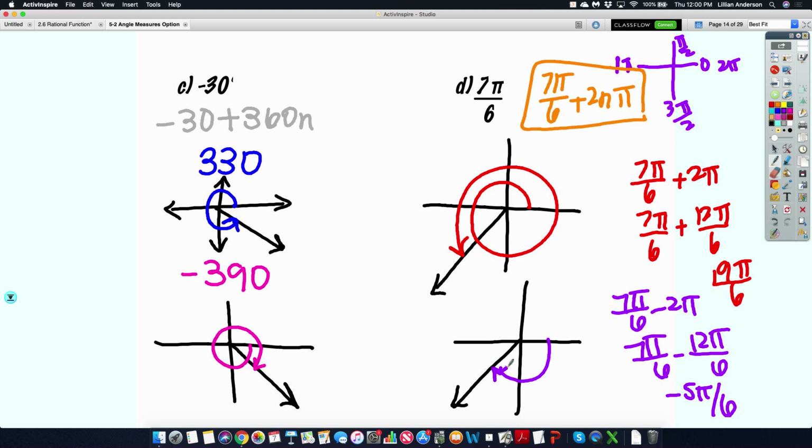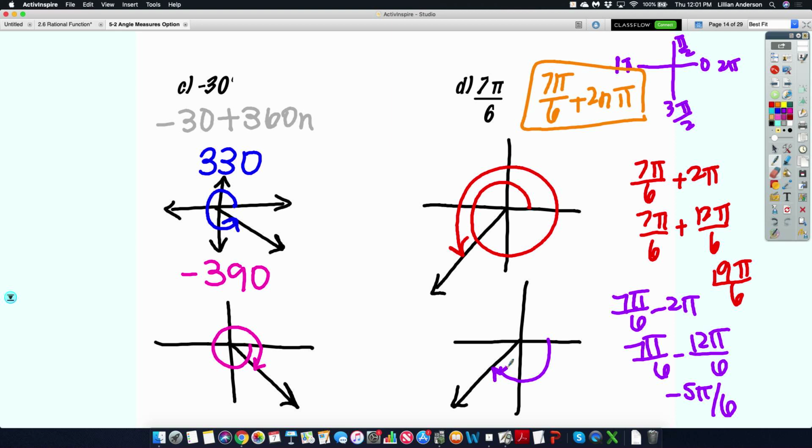Did anybody use something different? Because it's less than that 2 pi. Yep. Coterminal angles, questions? Yes.